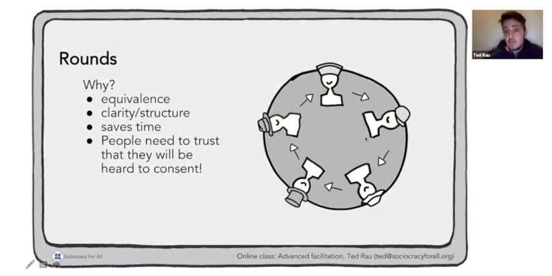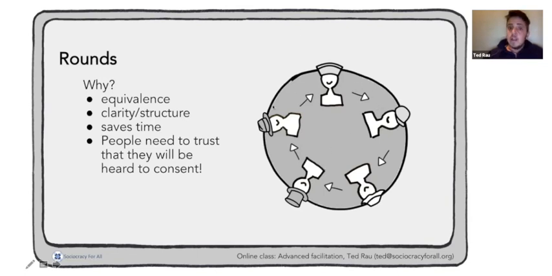So rounds tend to keep the group on track because you always know what the question on the table is. So what's this round about? Oh, it's a reaction to this and that. Okay. So you always know in every moment what you're doing. And that is in itself already very helpful.